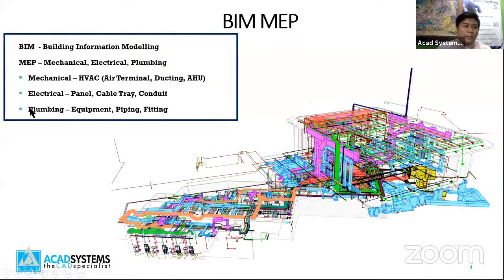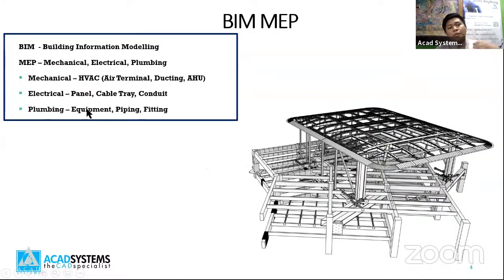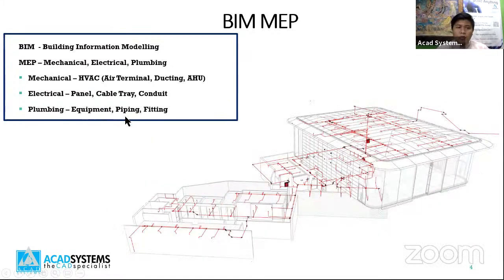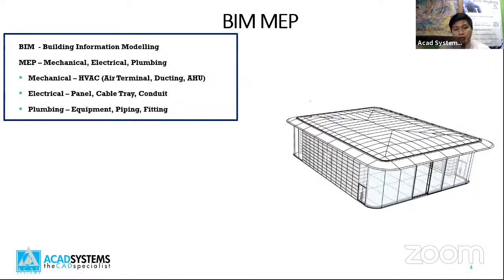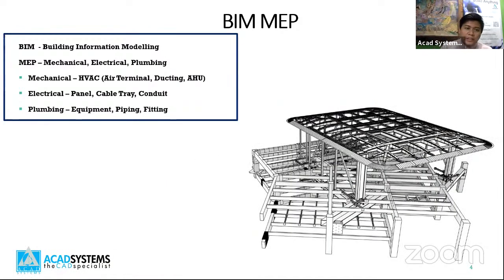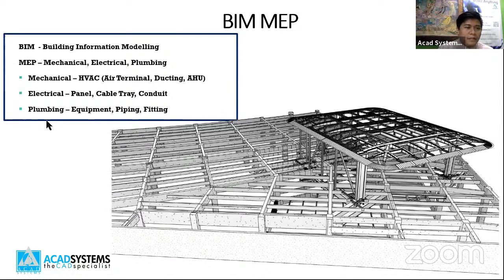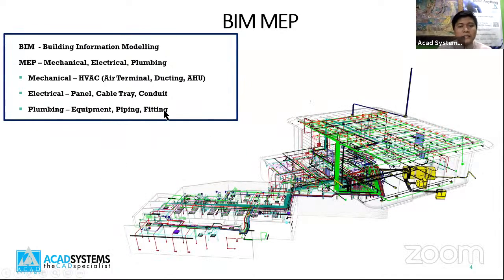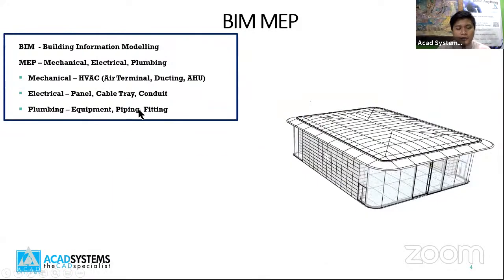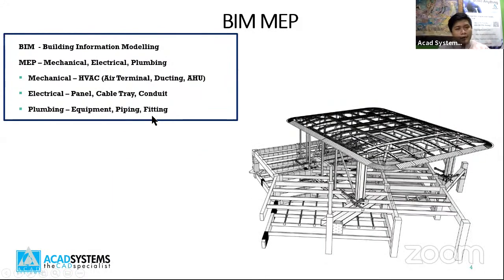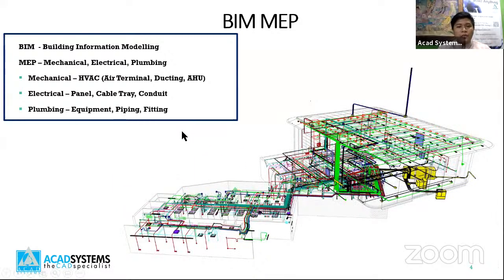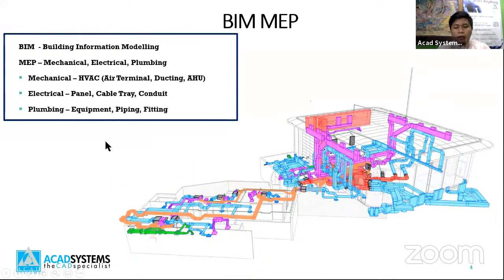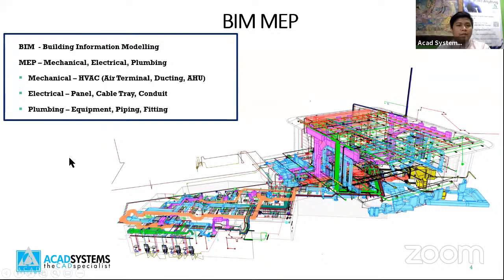While for plumbing, you can easily put in your equipment, and from your equipment you can create a piping system. Later, you just put in your fittings and your valves inside the plumbing system. Basically, all this equipment, all these parts, these item families are already inside Revit itself. So how do I make sure that I use the correct one and how do I create it? That will be the main concept.